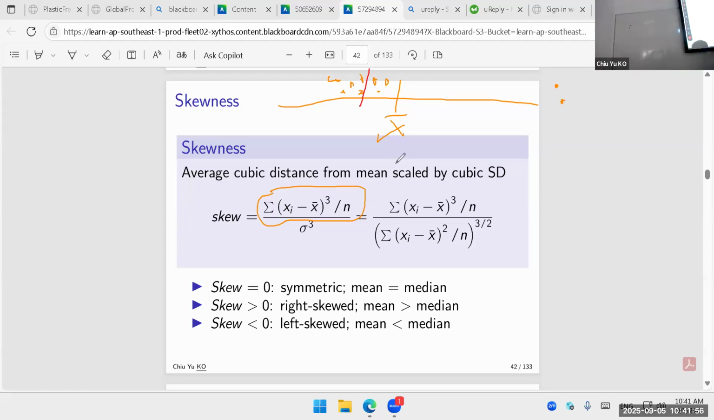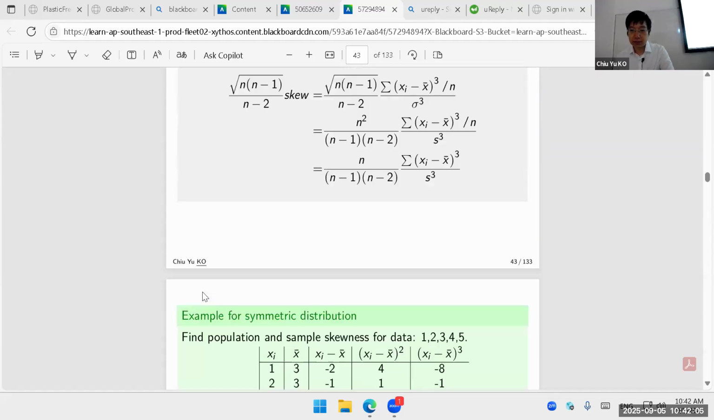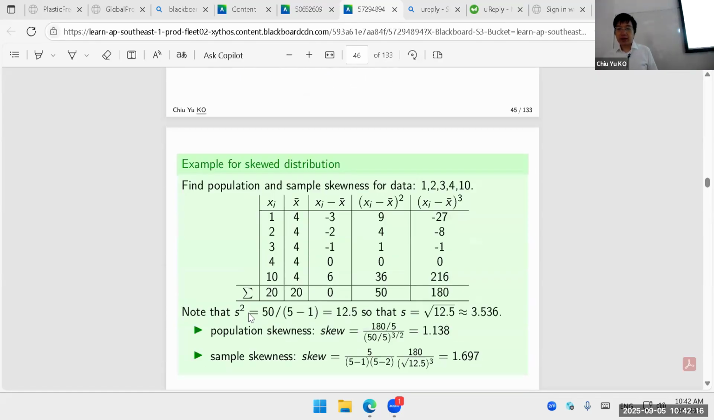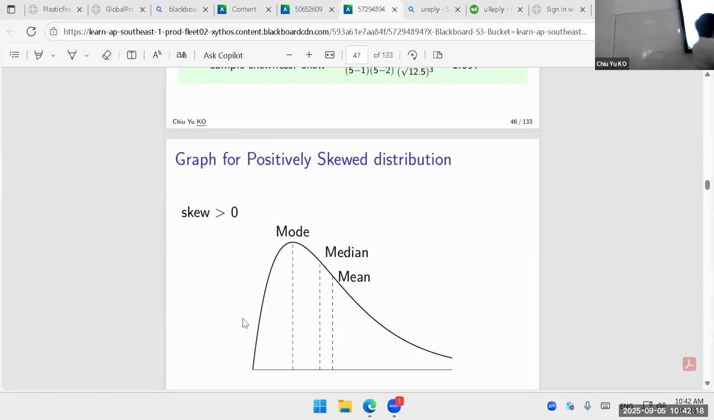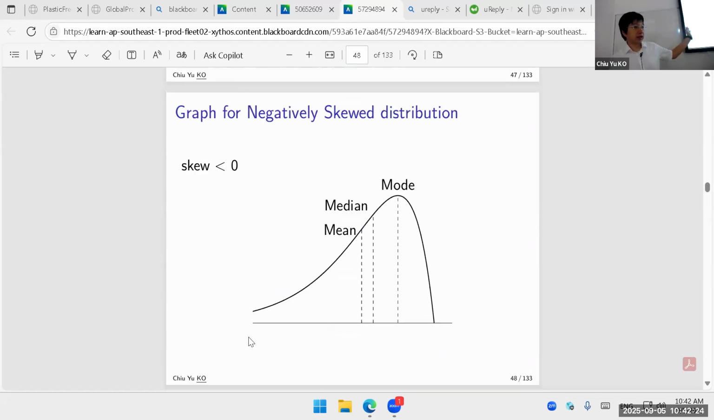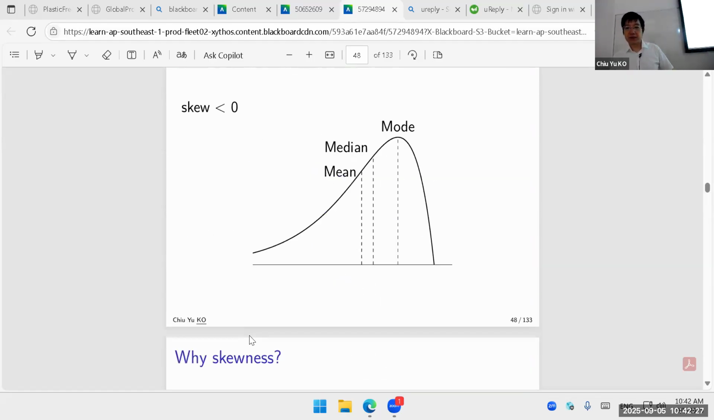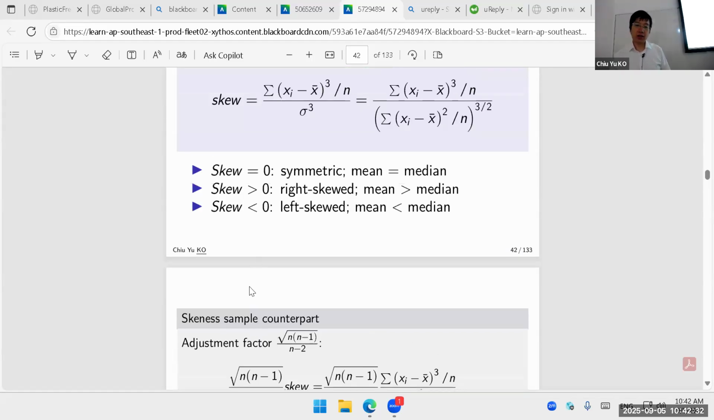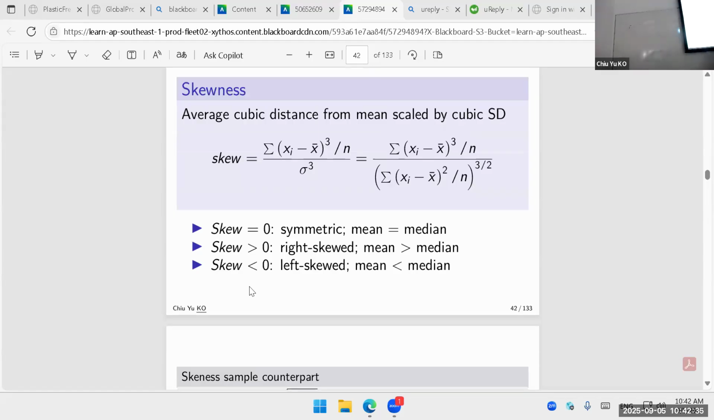So let me show you the graph to give you a better idea about skewness. If it is zero skew, it looks like this. Okay? A typical graph, not always, but typical like this. If positive skew, it looks like this one. And negative skew, like this. So this is the number, right? We want to say the bigger the number, the more skew. So this is trying to capture how skewed the data is.